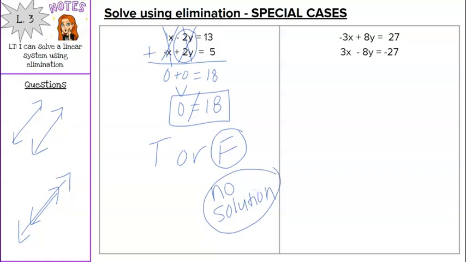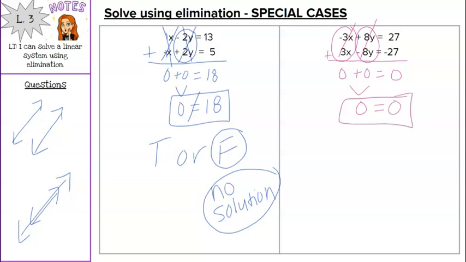So let's try one more example. We have negative 3x plus 3x. So right here you can see we have opposites. So they eliminate, they're 0. 8y plus negative 8y. Again, those are also opposites. They eliminate, they make 0. Equals 27 plus negative 27, or 27 minus 27. That is also 0. So here we have 0 equals 0.